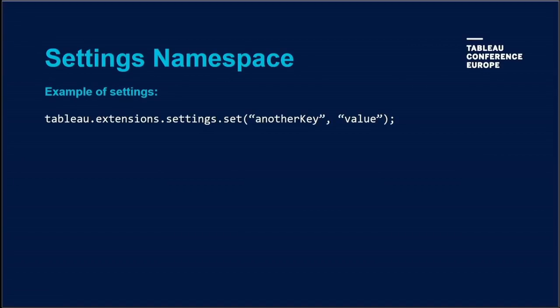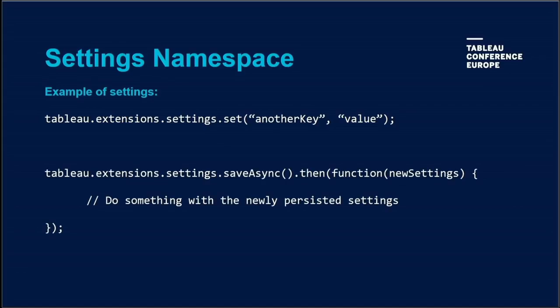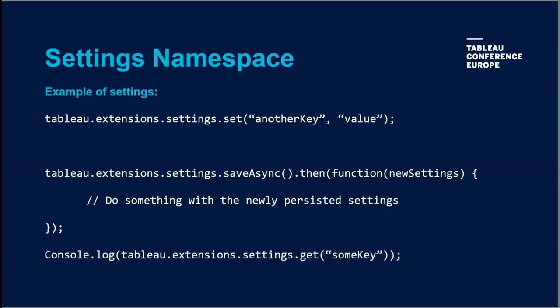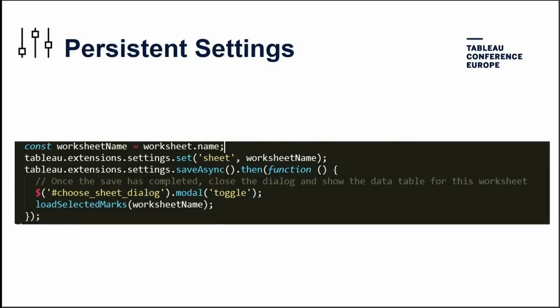Okay, so the first thing that you would do if you wanted to start to save some settings that are relevant to your extension is you use the settings.set namespace. So you specify a key string of your choosing and then enter in a value. And you can go about saving all of these settings. You can have multiple settings that you want to save, but they won't actually be written into the workbook until you use the settings.saveAsync function. And then, of course, you can use the get function to pull out those saved settings. So a little look at what it could look like in the code.